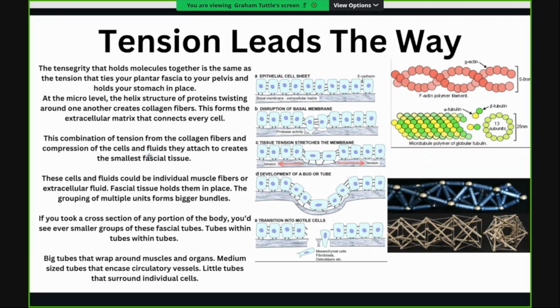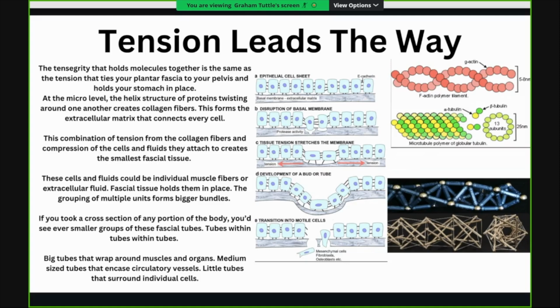These cells and fluids could be at the micro level. The cells and fluids could be individual muscle fibers or extracellular fluid, like fascial tissues hold them in place. The grouping of multiple units forms bigger bundles. And so again, you see this emergence. You get a little bit bigger, a little bit bigger. At the very tiny level of your muscle fibers, your myofibrils, those are wrapped in fascia. Your T unit that contracts and pulls, that's wrapped in fascia.